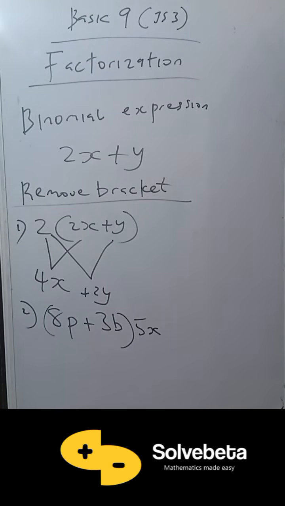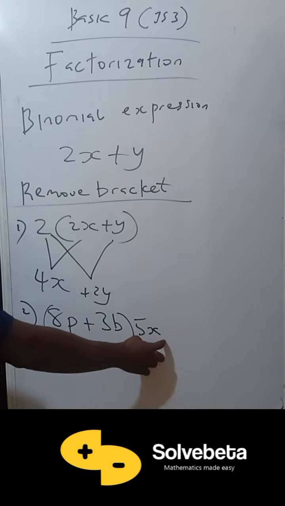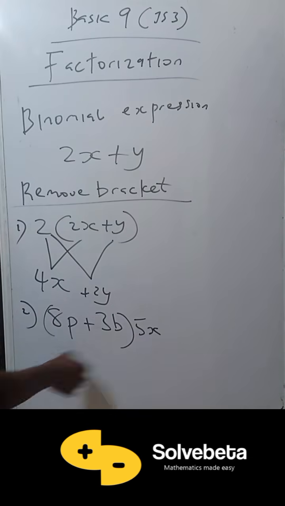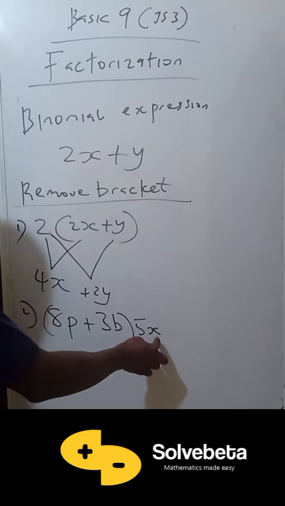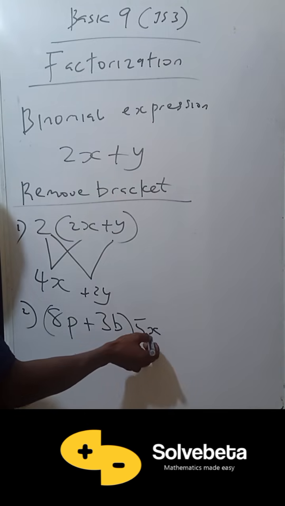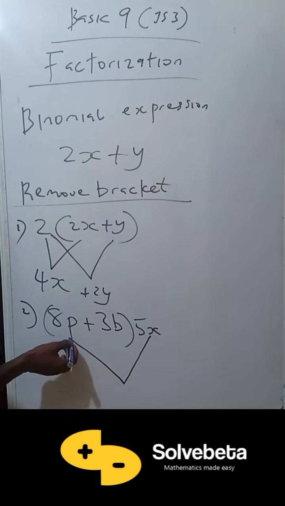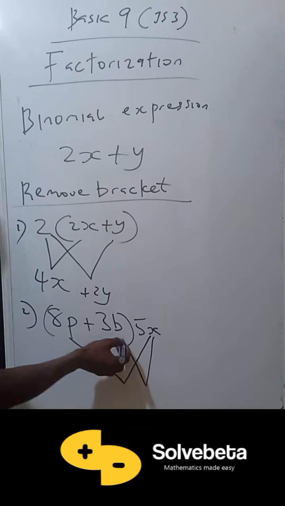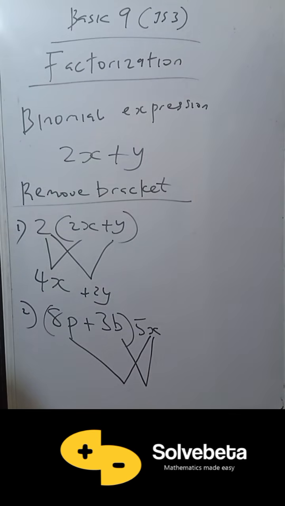It's just that here we have this term after the bracket. Bracket in mathematics means multiplication. Take note of that. When you have a bracket in mathematics, it means that you should multiply. So we have to multiply what is outside the bracket by what is in the bracket. It means 5x will multiply 8p, and 5x will also multiply 3b.